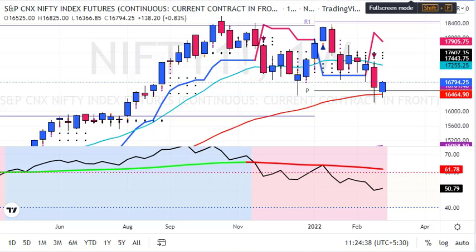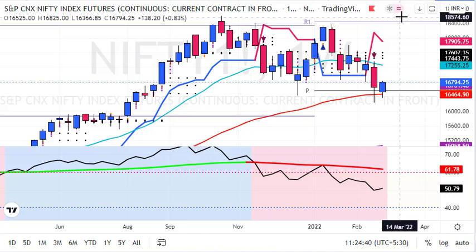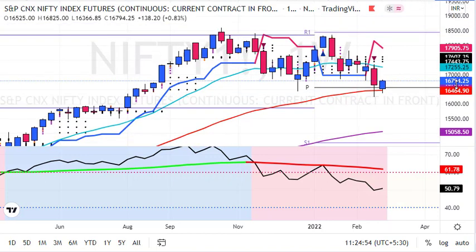On the downside, 16,450 will be the major support zone. If we slip below that, the recovery rally will fizzle out and we will continue our downtrend. Below 16,450, we can expect a sharp fall in the market, and we might see 15,000 and a level below that in the medium term. So on the downside, 16,450 will be the major level to watch. Above that, expect the recovery to continue. On the upside, the major target will be 17,300 or 17,250 as per the weekly chart.